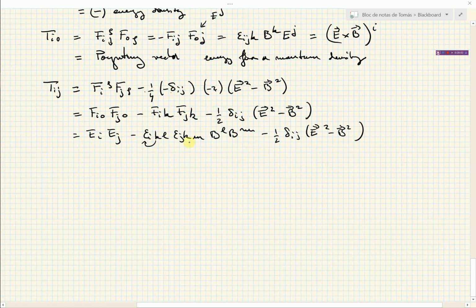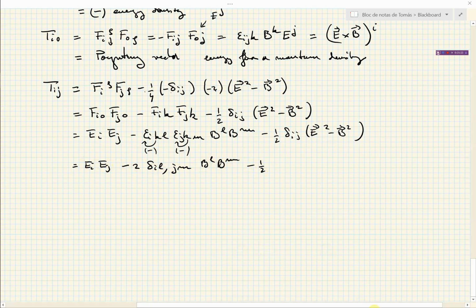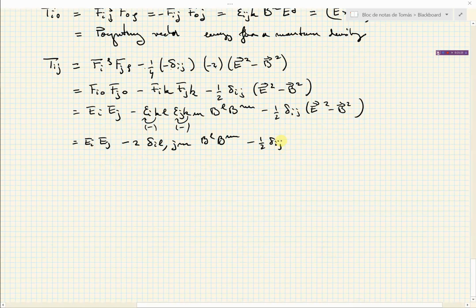And now I move this k to the first position. I get 2 minus signs, which in the end give me a plus, and this is nothing but EiEj minus 2 times delta il delta jm Bl Bm minus 1/2 delta ij (E squared minus B squared).